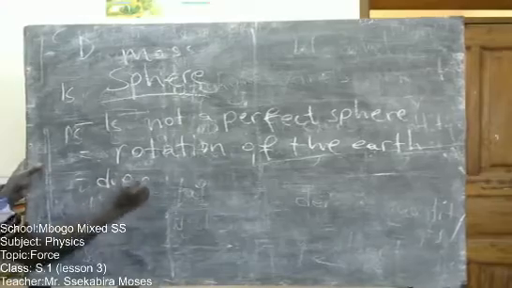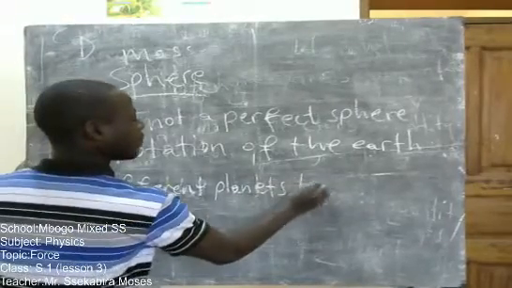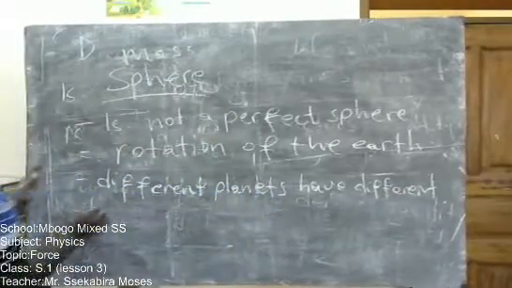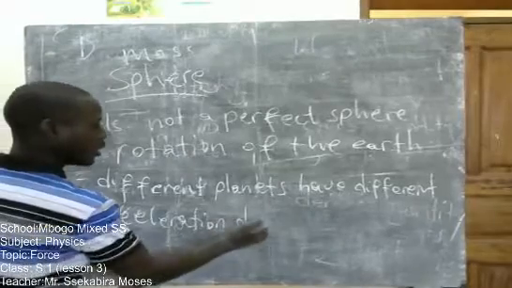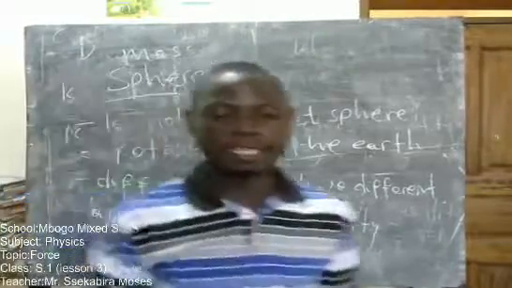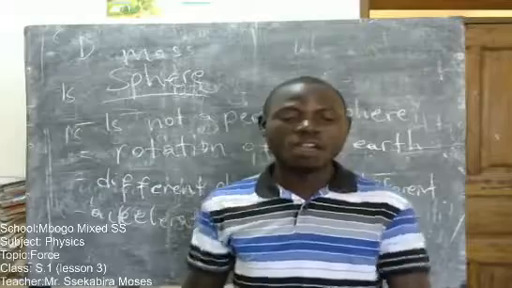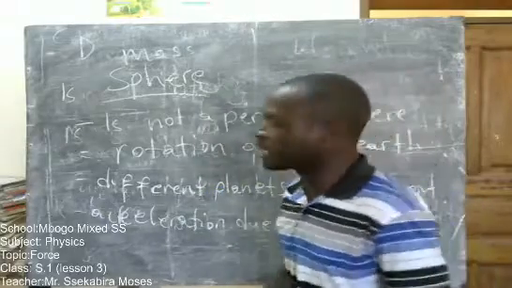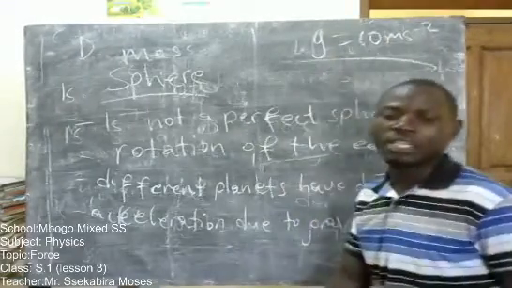Different planets have different acceleration due to gravity. We have the planet Earth. Last time we were able to look at the acceleration due to gravity on Earth. And what is that value for acceleration due to gravity on Earth? It is always 10. g is equal to 10 meters per second squared on Earth's surface.